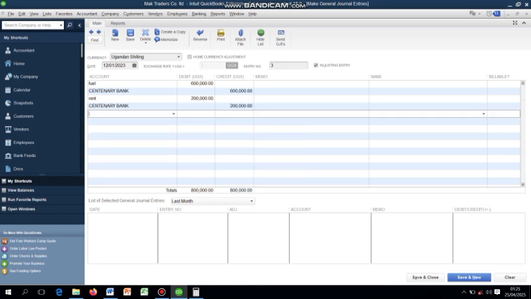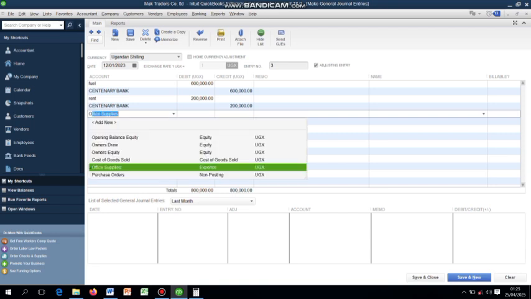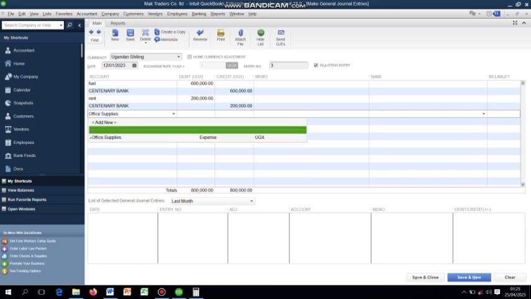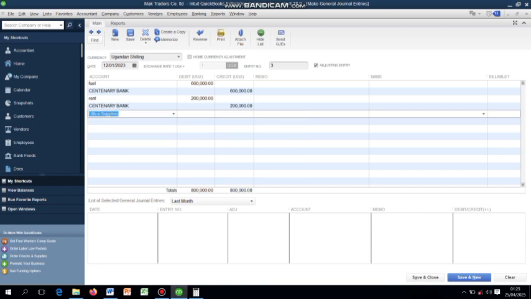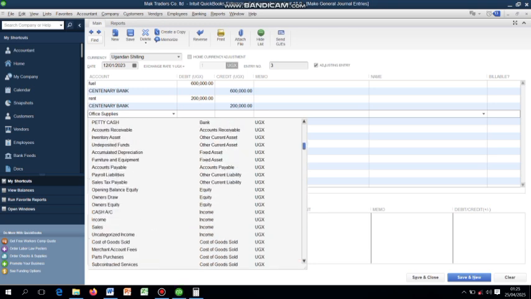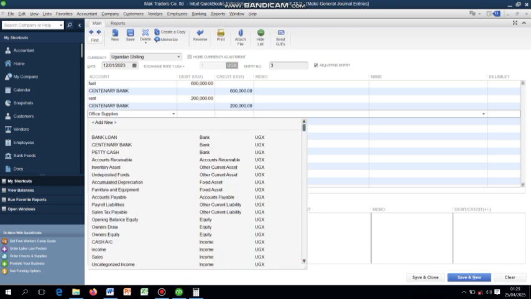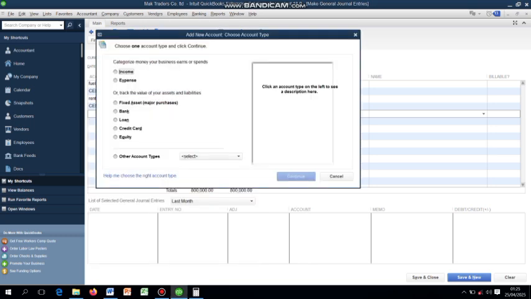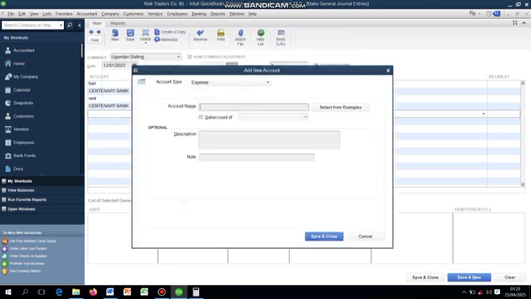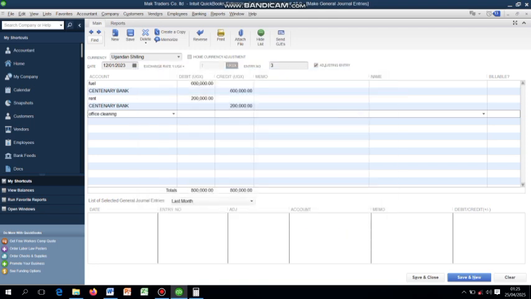So I'll go to another one, which is office cleaning. And there, I'll add a new one. I say office cleaning, also an expense. After office cleaning, I'll save and close. How much went on office cleaning is 220,000. Also from Centenary Bank.